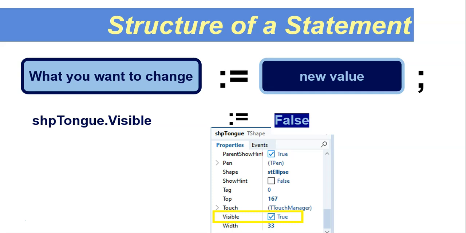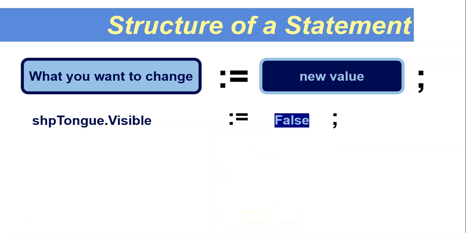And then remember, every line has a semicolon at the end. Don't forget the semicolon. Okay, there we go. That's great. Now, that's what the code will be to make that tongue disappear.